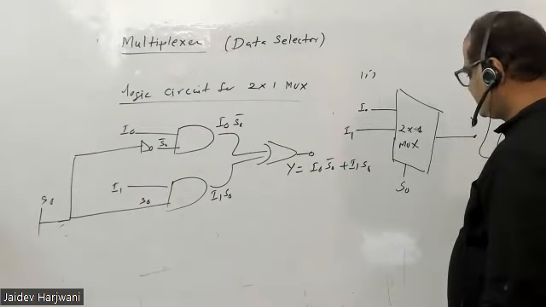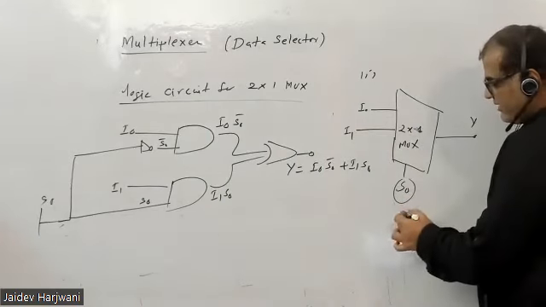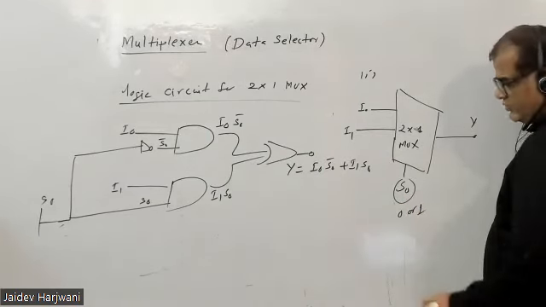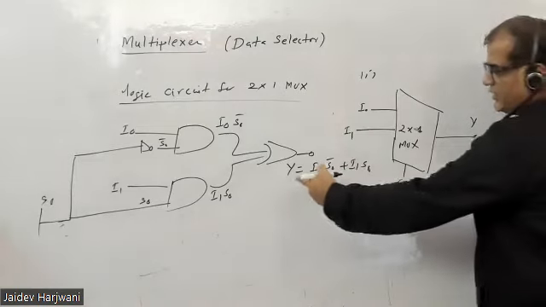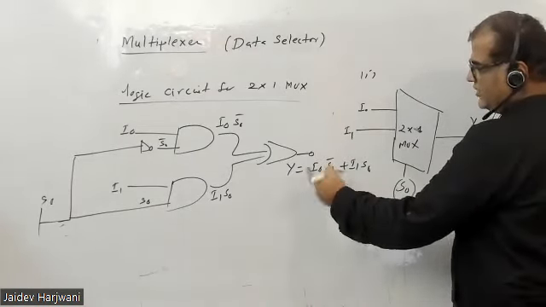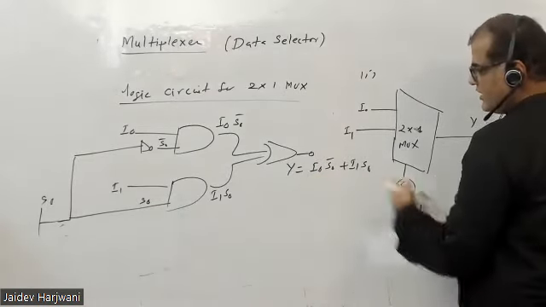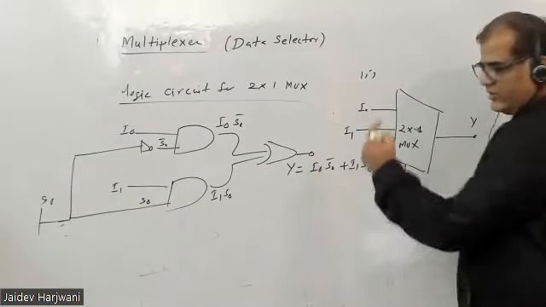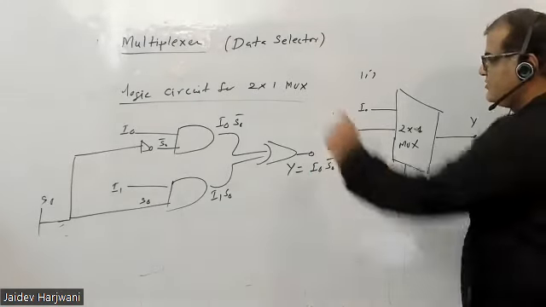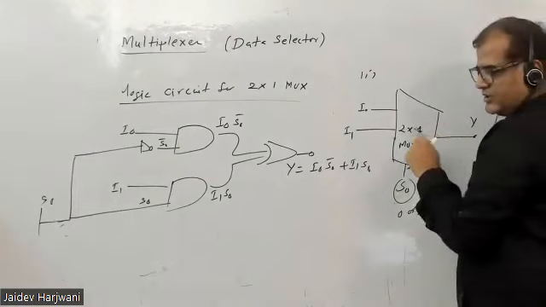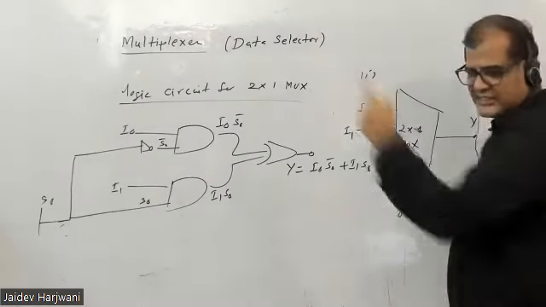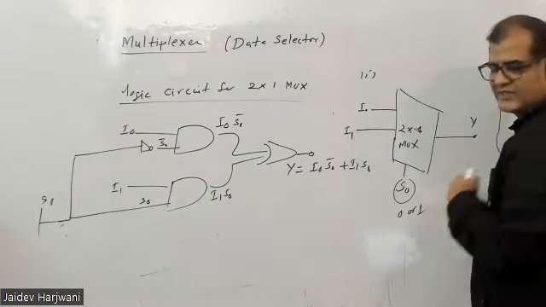Okay. Now this is a select line. It can have value 0 or 1. So if you put the select line value 0, you get output I0, and if you put the select line 1, then you get the output equal to I1. That means you are choosing the inputs. Whose telephone should go to whom? That will be decided by the select line.